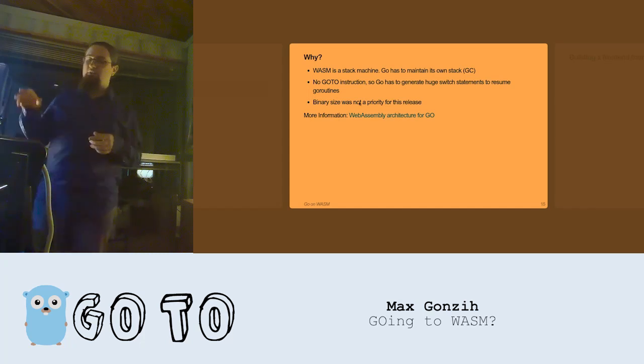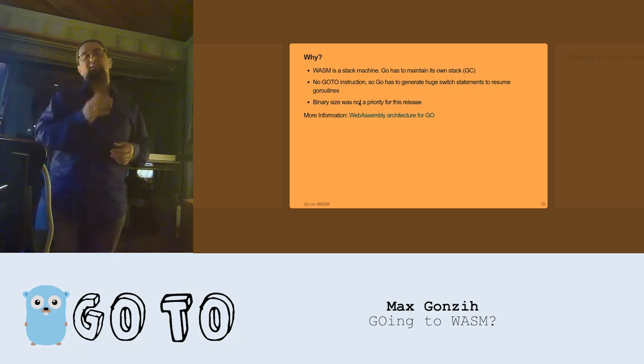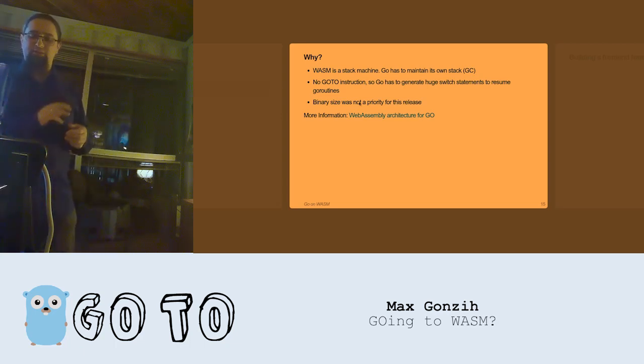There is a great document called WebAssembly Architecture for Go that outlines all technical decisions that went into the current implementation. Google it, or I will share slides later. Check it out. It's actually very interesting.